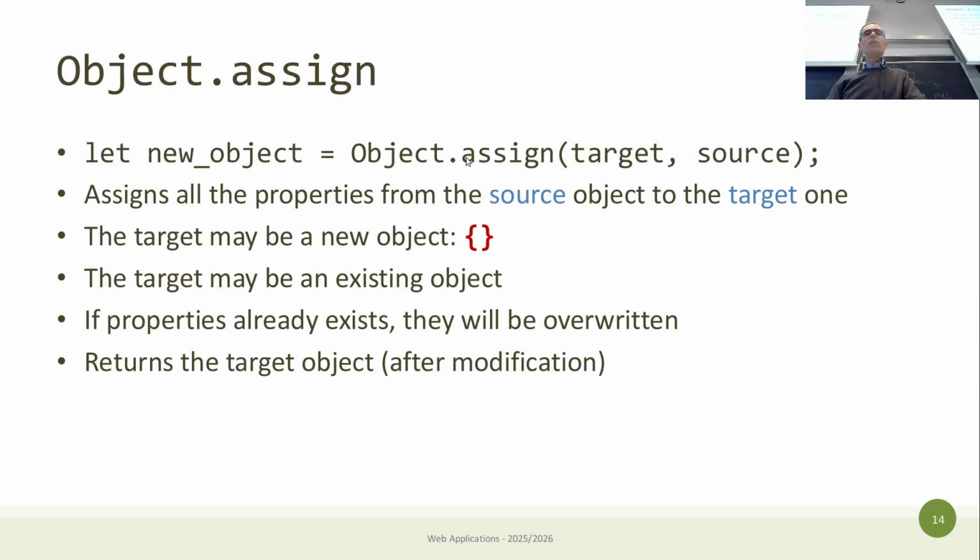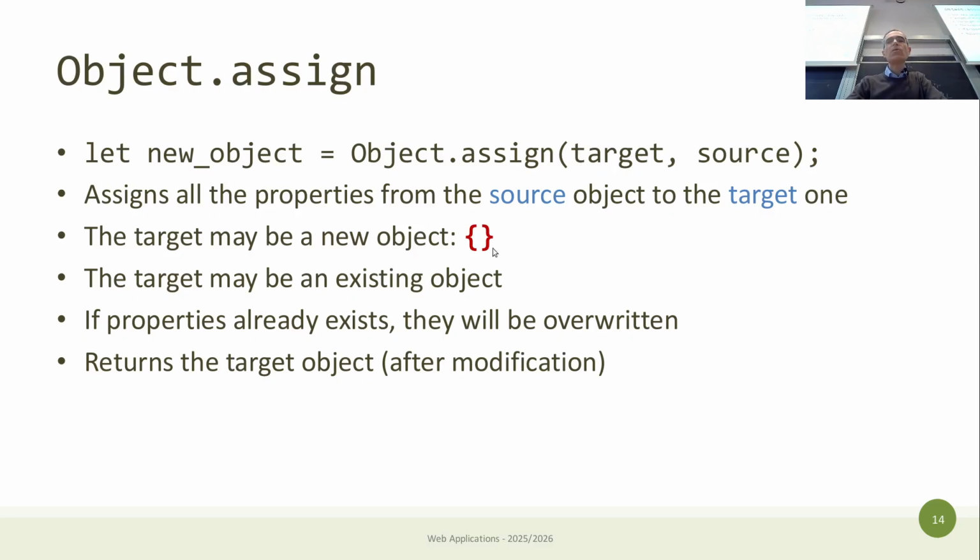So you might wonder how Object.assign works. There's a target, there's a source, and there's even other parameters. So it assigns all the properties from the source, so from the right to the left, from source to target. And target can be anything, can be an existing object, so it overrides already existing properties, or can be an empty object. Very simple to create an empty object. Open and close curly brackets, like the array, open and close square brackets. If properties already exist, they are overwritten, and it returns the target object after the modification.